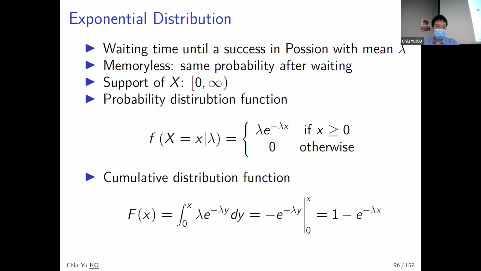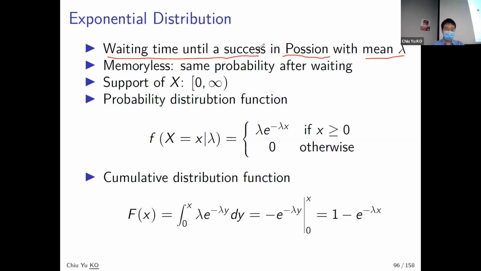I hope this preview is very clear about what we're doing. For the exponential, we have a Poisson process with mean lambda, and we're asking when the first event happens. That is called exponential.